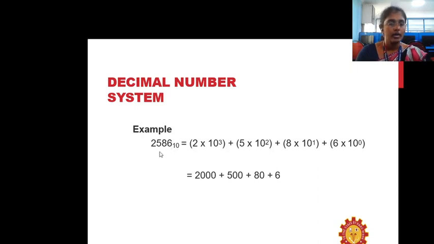So while giving the position to each and every symbol in a pattern, we have to start from 0, and that too from the right-hand side to the left-hand side. Then after calculating, if we add these numbers together, we'll get the value 2586.